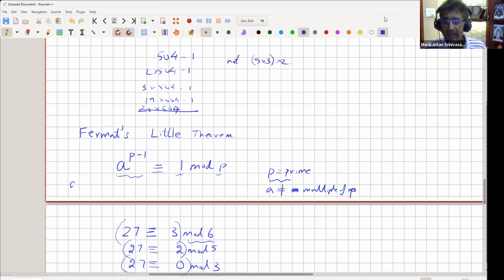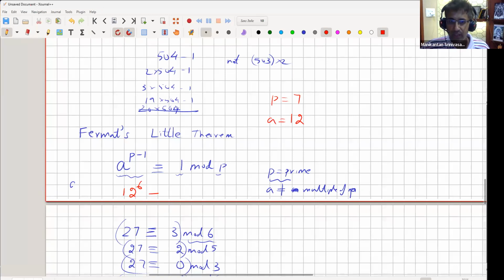Okay, let's take an example. I think that's the best way to understand. I'll choose p as the number 7. a need not be prime, it could be prime, doesn't matter. a should not be a multiple of p. That's all. So if I take a as 12, then 12 to the power 6, when you divide by 7, leaves a remainder of 1.